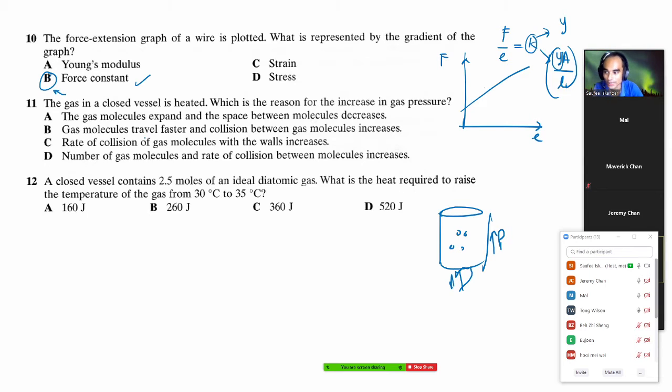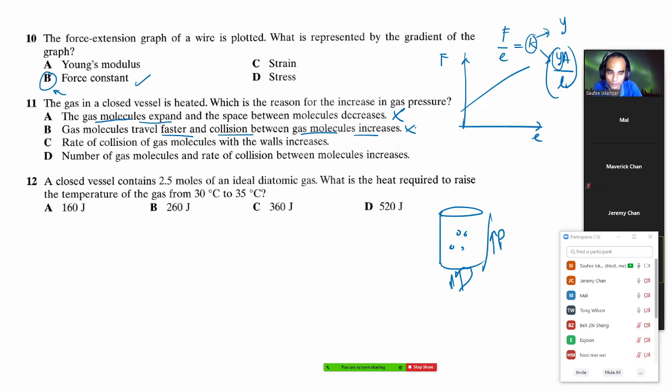Okay, let's see. A, the gas molecules expand. Can we use that? If you remember the assumption of the ideal gas equation, the molecule size is negligible, so this one cannot be used. B, gas molecules travel faster and collisions between gas molecules increase. This one also cannot, because there are no intermolecular forces between the gas molecules in the assumption of the gas equation. And if the collisions between gas molecules increased, the pressure would not increase.